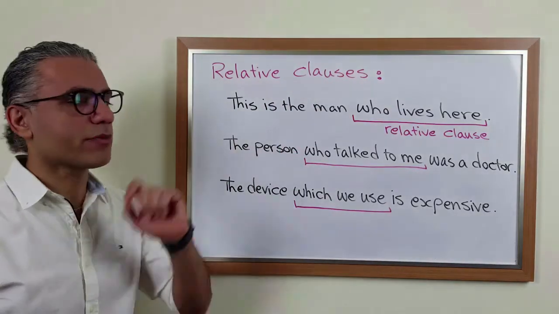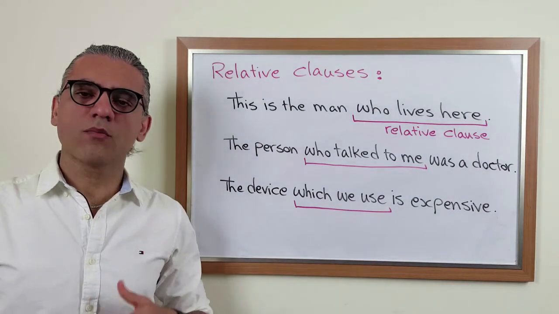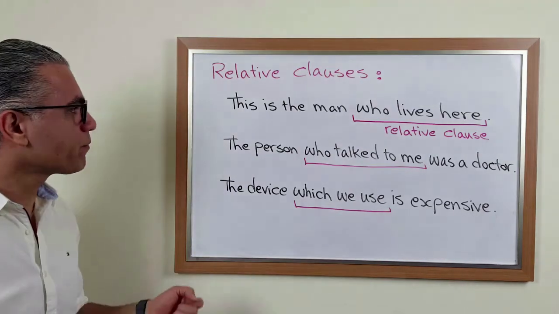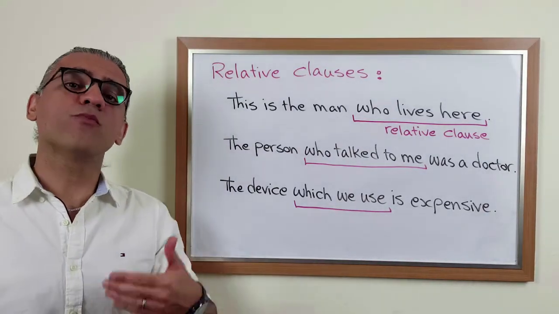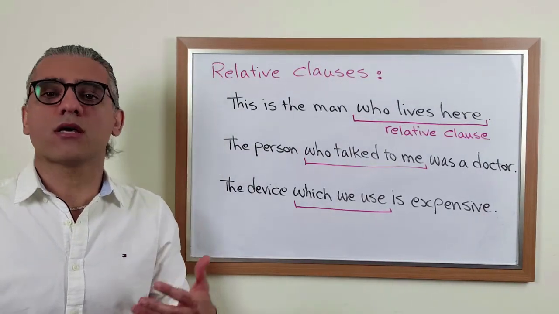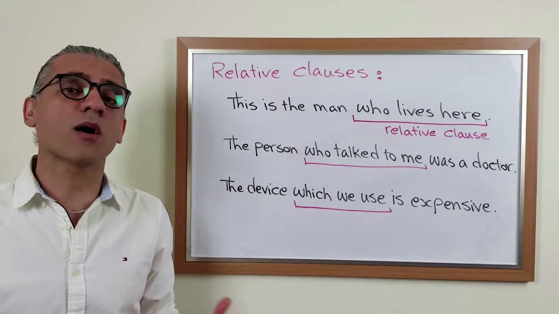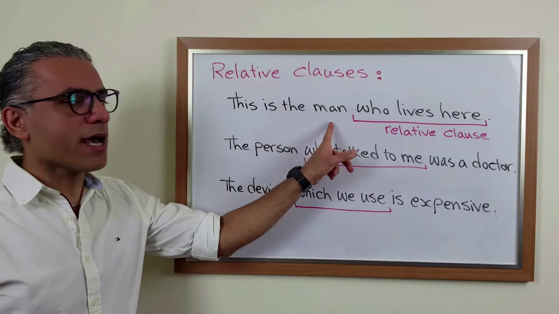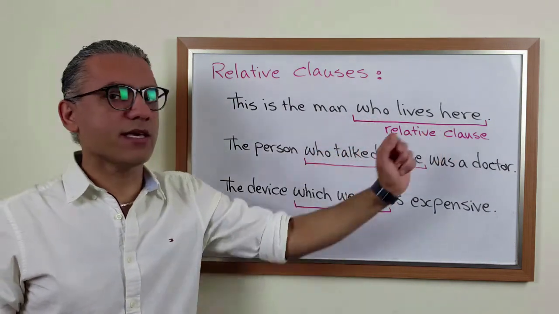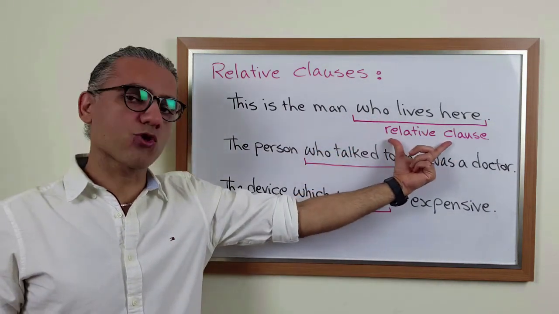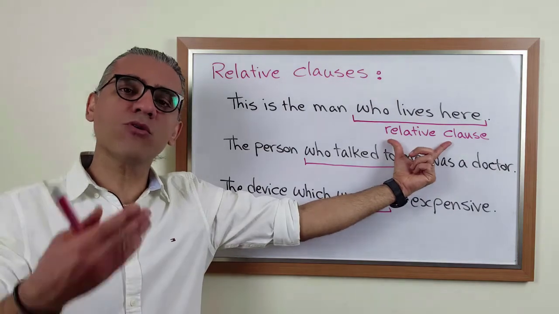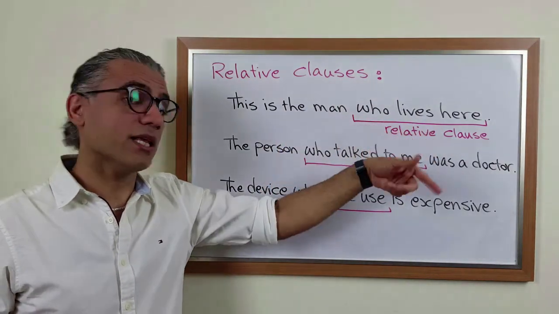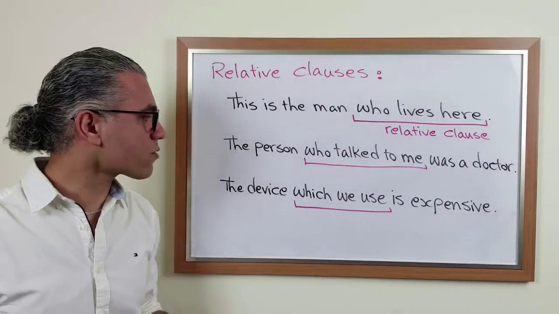Today we want to talk about relative clauses. But first, let's see what a relative clause is. Relative clauses give more information about something, a subject or an object in a sentence. For example, this is the man who lives here. This clause, which we call a relative clause, is giving more information about the man. He lives here, so we call it a relative clause.